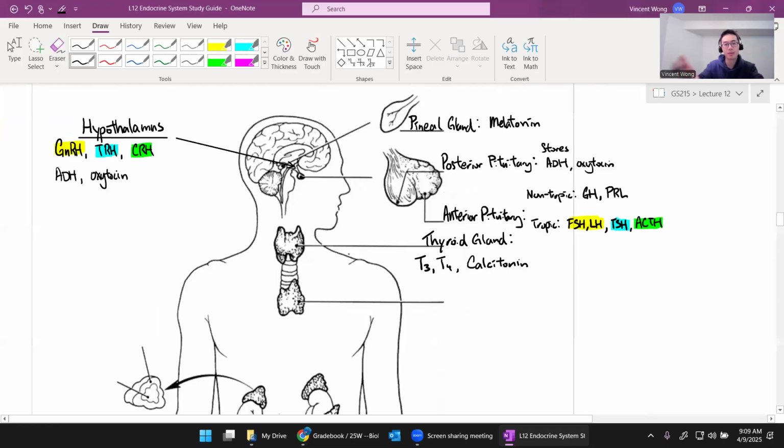And looking at my color scheme here, what should we highlight T3, T4 with? What color? Take a look at the highlighters. Should I do yellow, blue, or green? Blue is correct because TRH, thyroid releasing hormone, will trigger the release of TSH, which will then trigger the release of T3 and T4. And that in turn increases your metabolism.